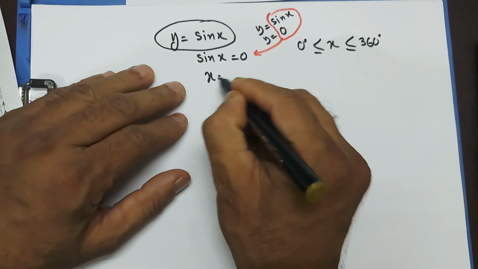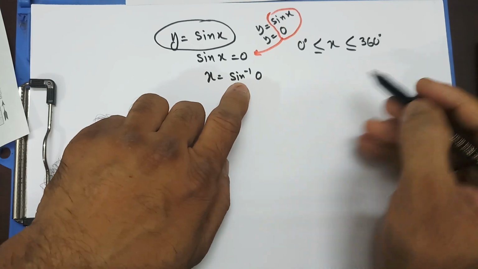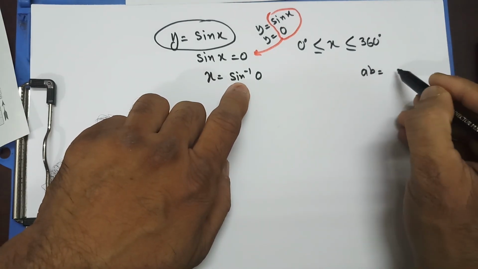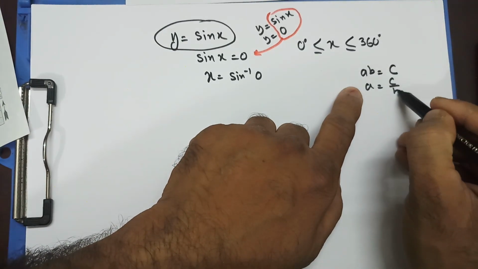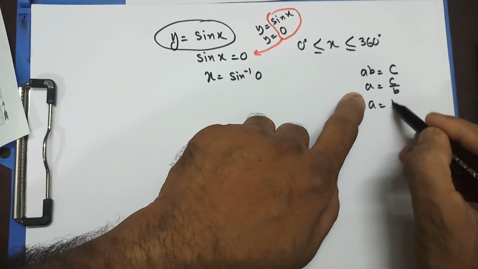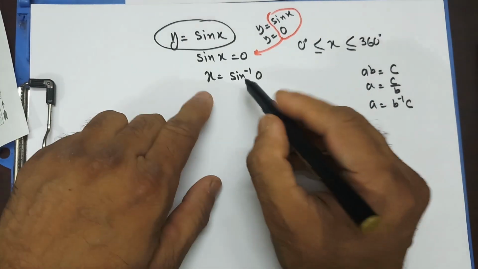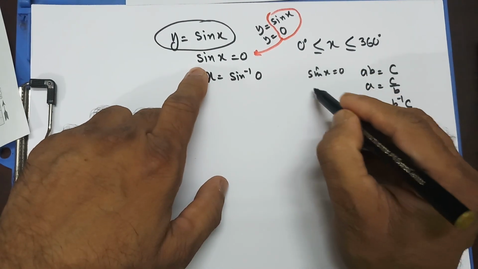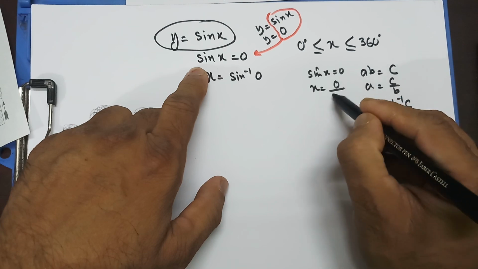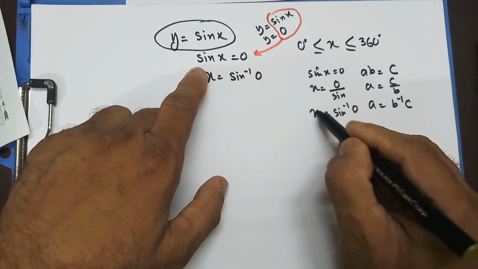Now we can use our calculator to find that. X is going to be sine inverse 0. A lot of teachers don't like it when you use sine inverse because, let's say, A equals B over C. If I take B to the other side, A equals C by B, which can be written as B to the power of negative 1 times C. And with sine, people can think that sine x equals 0 means x equals 0 divided by sine, and that sine to the power minus 1 equals 0. So it can be misread like that.